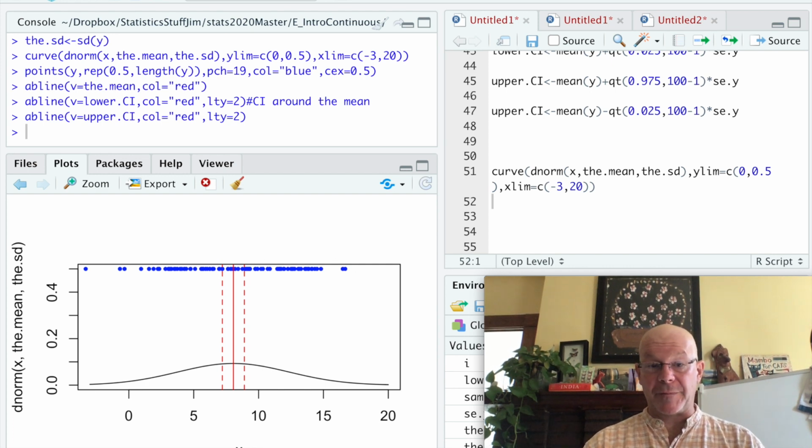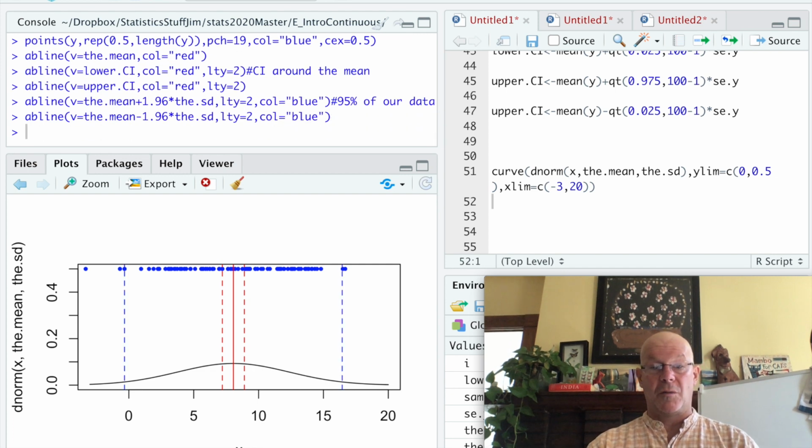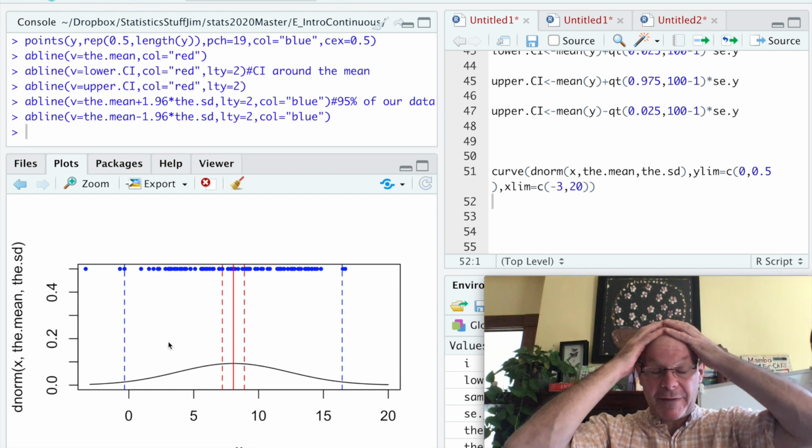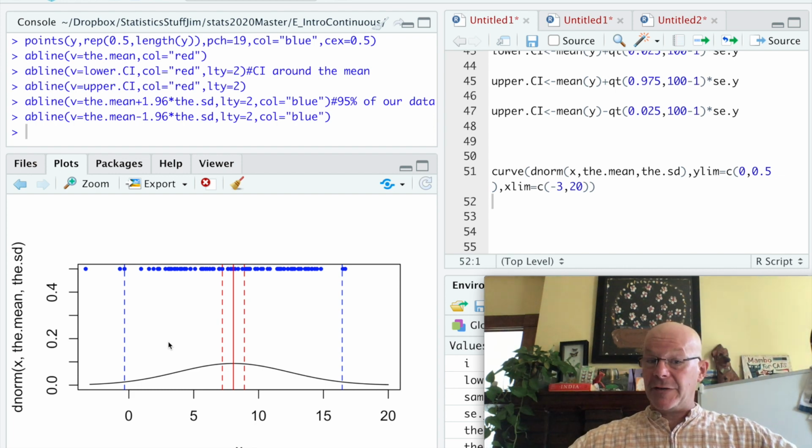That's different from where we expect 95% of the data to fall if we were to do future samples from this population. Those would be way out here. Okay, so we expect 95% of our data to fall between here and here, whereas we expect 95% of our means to fall within this narrower range. So this is just a visualization of the difference between thinking about the 95% confidence interval and just where 95% of our data are expected to fall given the parameters that we've estimated.